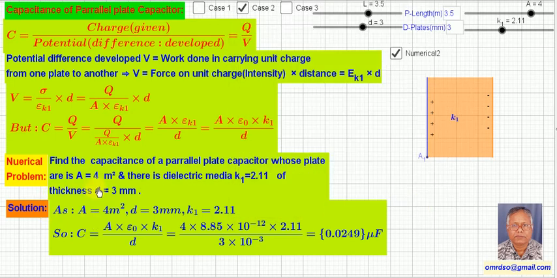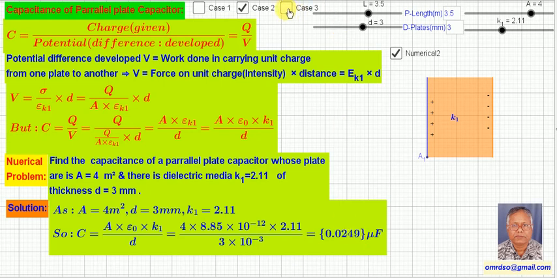Okay. Area is 4 meter square and there is a dielectric medium of dielectric constant K1 equal to 2.11, and the distance between the plates is say 3 mm. Now A is known, D is known, K1 is known. So using the formula C is equal to A into epsilon naught into K1 upon D, which has already been derived here, after solving all this, I get capacitance as 0.0249. Alright. Now let us take case 3.